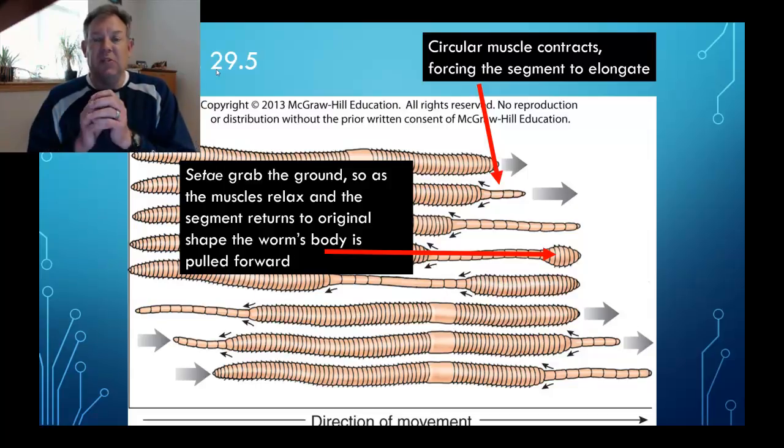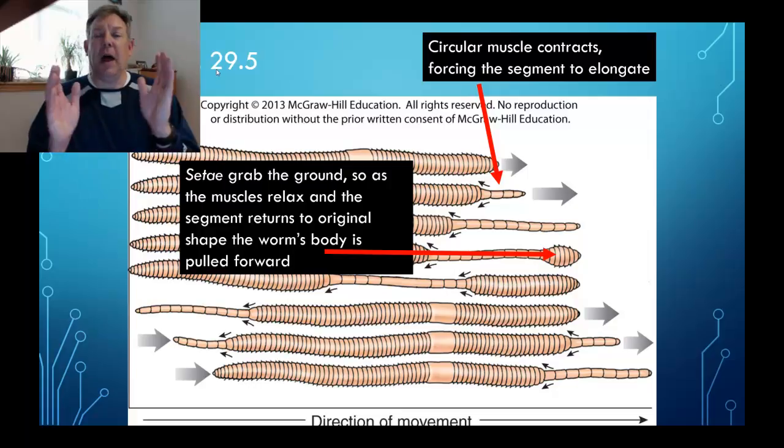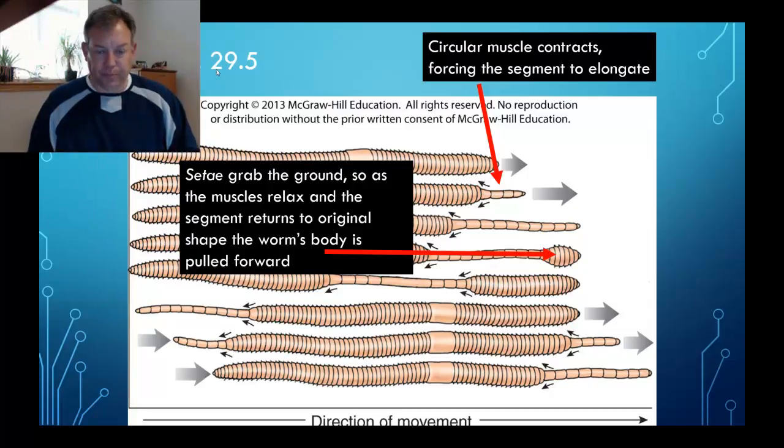And on these segments, they have little hair-like structures called setae, and those grab into the ground. And so then when the circular muscles relax, that segment's going to retain its original shape, and so it's going to shorten back up, but because it's grabbing hold of the ground, that segment's not going to move, but the segments behind it will move. And so as those segments shorten back up, they pull the rest of the worm. And by coordinating this movement along the length of the worm, that's how they can move.